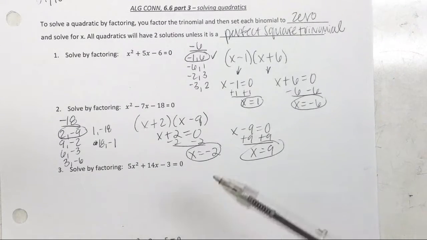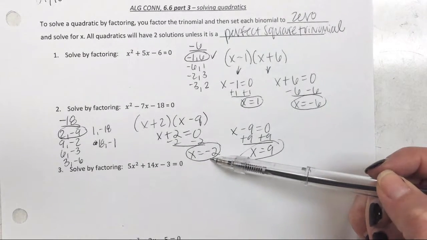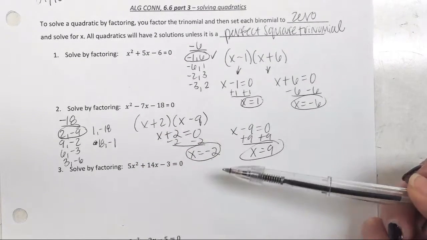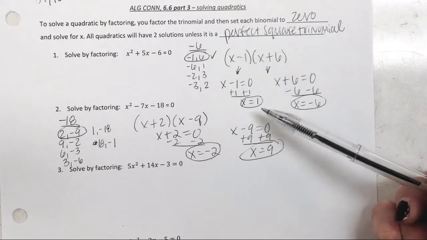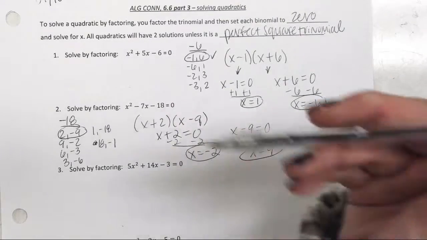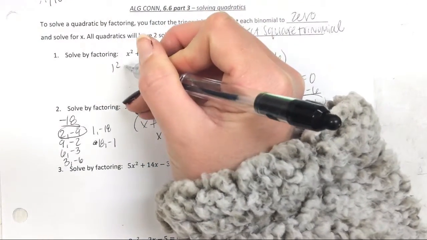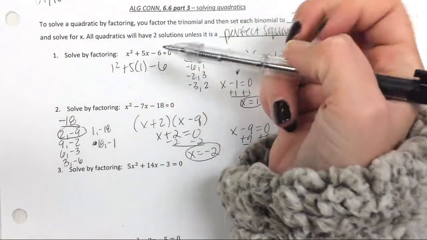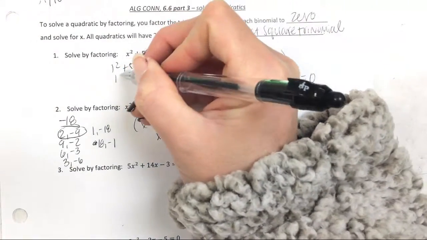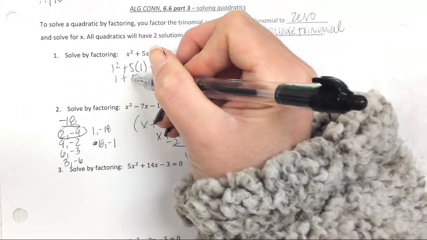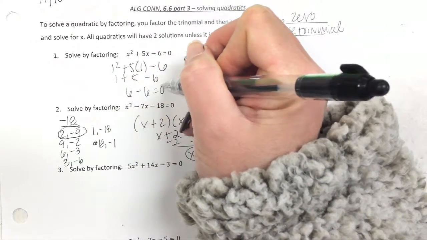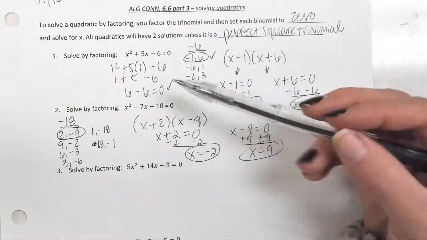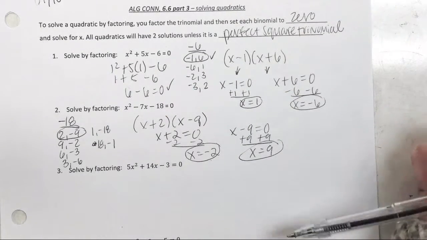To check these, to make sure they are correct, you can plug these back into the original equation and you will get 0 if they are correct. So for example, if we plugged 1 back in here, 1 squared plus 5 times 1 minus 6 would be 1 plus 5 minus 6. 1 plus 5 is 6, minus 6 is 0, so I know that one's correct. So if you want to check these, you just plug these two values in for x, and they should give you 0.